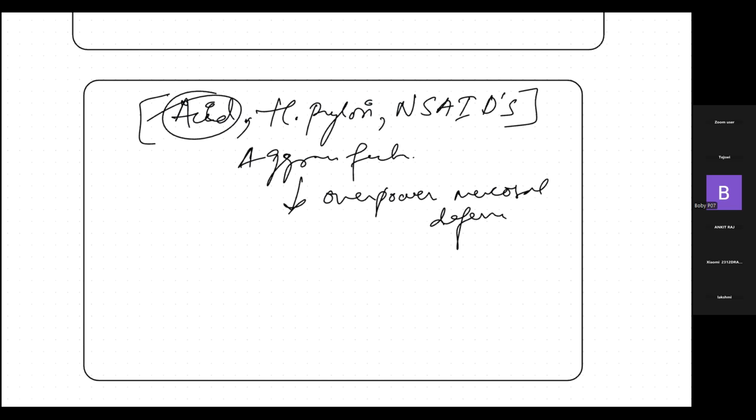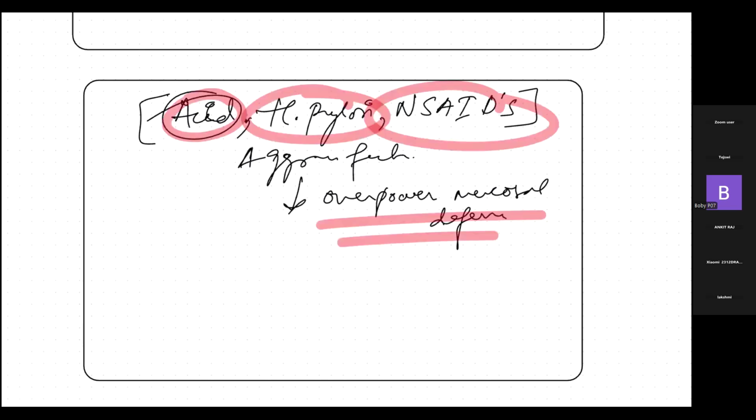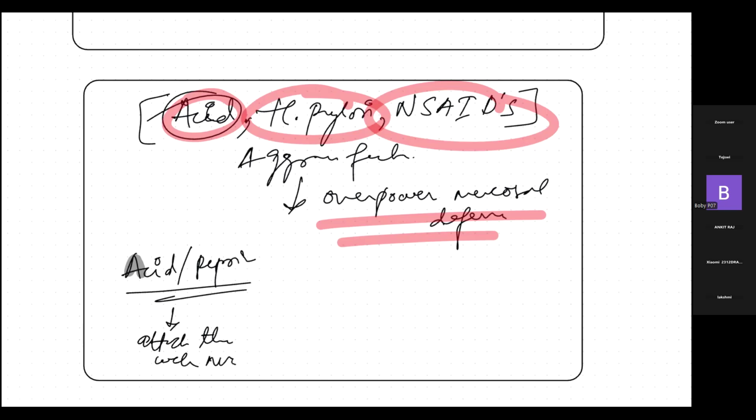Now when these things are in excess, what happens? This is going to overpower the mucosal defense. Let's see in short detail what happens in each condition. Let's suppose that when the acid or the pepsin is higher, what will happen? It will definitely attack the weakened mucus layer, and it will cause an ulcer.